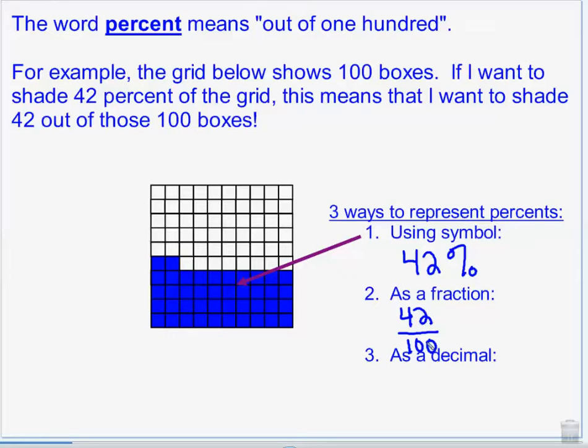And since we can convert fractions to decimals by taking 42 and dividing it by 100, I can also write percent as a decimal. Essentially, I'm just going to move the decimal point 2 spaces to the left to write 0.42.